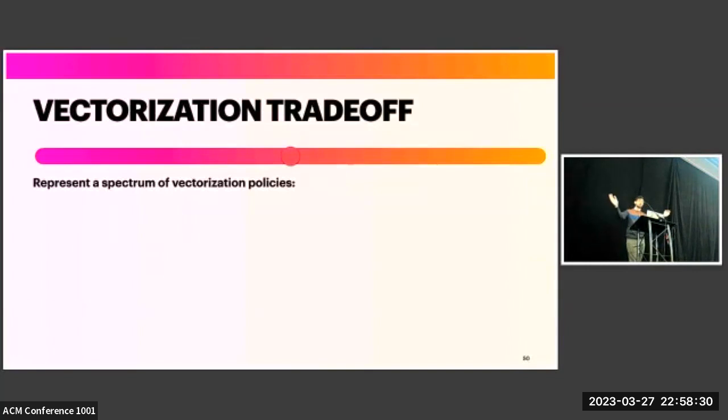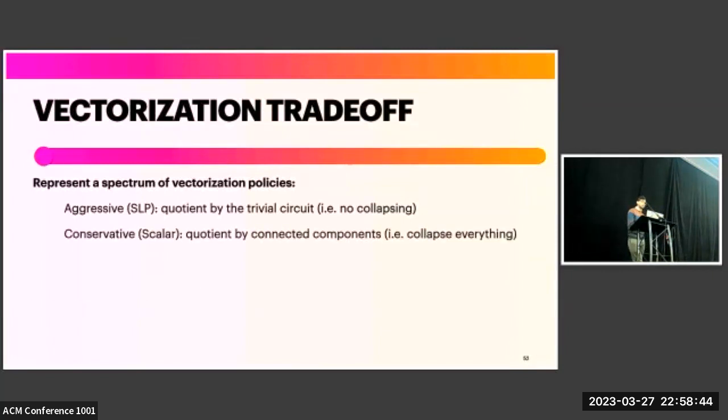So you might notice we have a whole spectrum of vectorization policies available to us. On one end of the spectrum, we have the very aggressive SLP style approach, and this corresponds to not collapsing any edges, or you can think of this as quotienting by trivial circuits at every node. On the other end of the spectrum, we could worry only about the data movement and not about vectorization at all, and just end up doing everything in scalar. You can realize this as collapsing every edge, or quotienting the circuit out by its connected components. Of course, both of these ends of the spectrum are probably not what we want, and so finding a good schedule essentially amounts to choosing some quotient in between, or picking some subset of edges that we actually want to collapse.